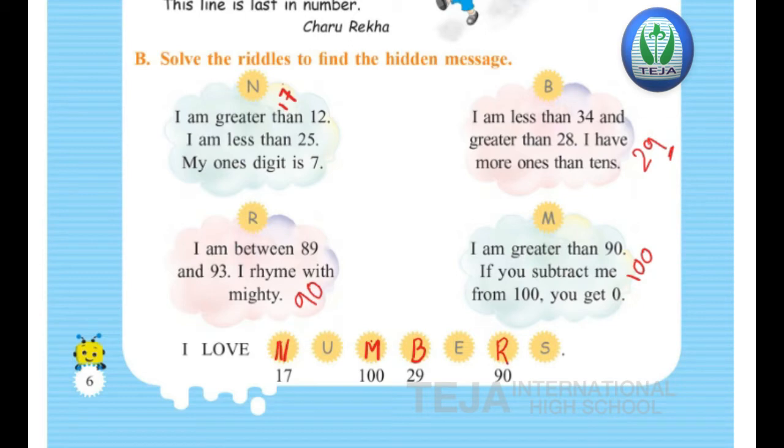So what is the missing word here? It's numbers. I love numbers. This is the hidden message. Okay, I love numbers.